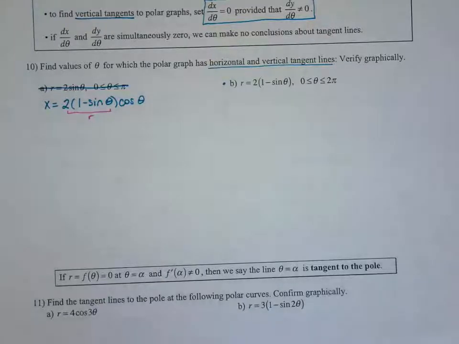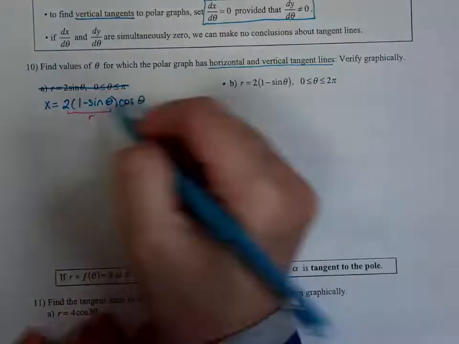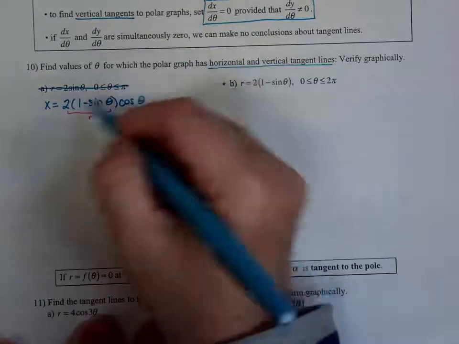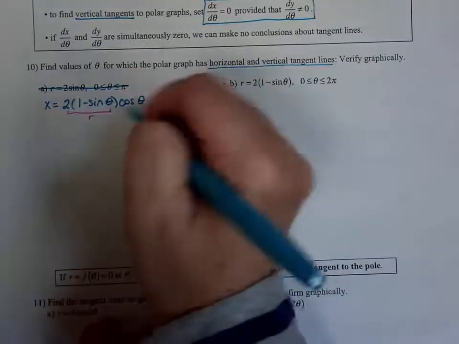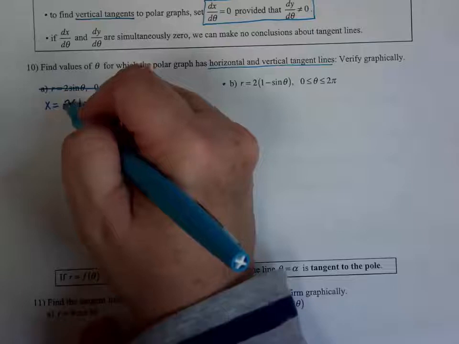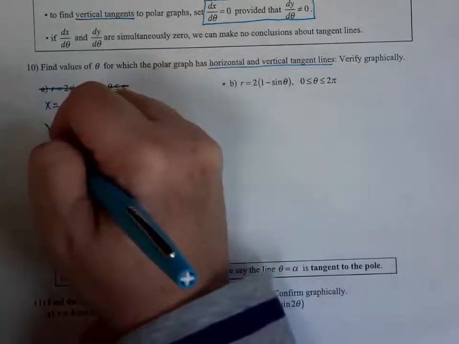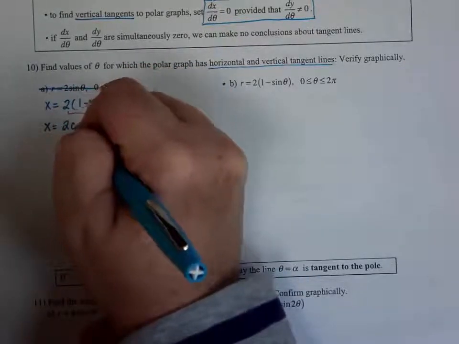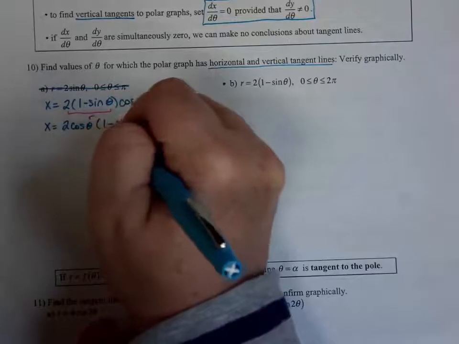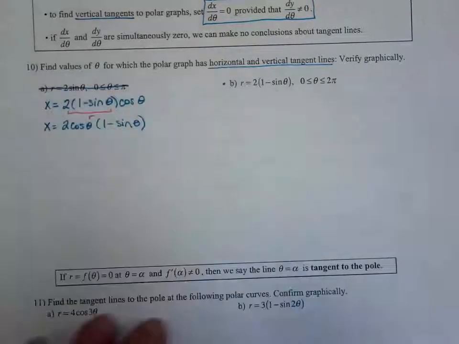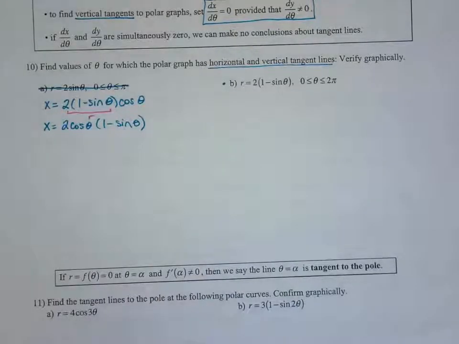Now we are going to have to take the derivative of this thing. And I have 2 trig functions in there, which means I'm going to have to do product rule. So to make things a little bit easier to do that, I'm not going to distribute. What I'm going to do is move the cosine kind of in between the 2 and the parentheses. So x equals 2 cosine theta parentheses 1 minus sine theta. And I'm going to do product rule to that. 1d2 plus 2d1.